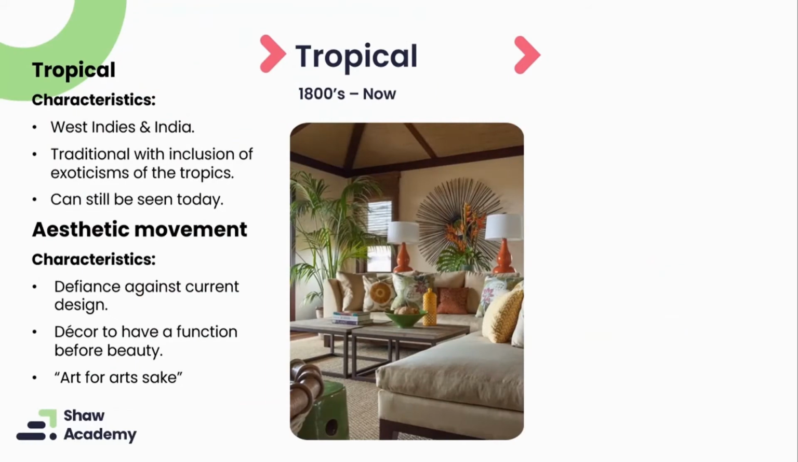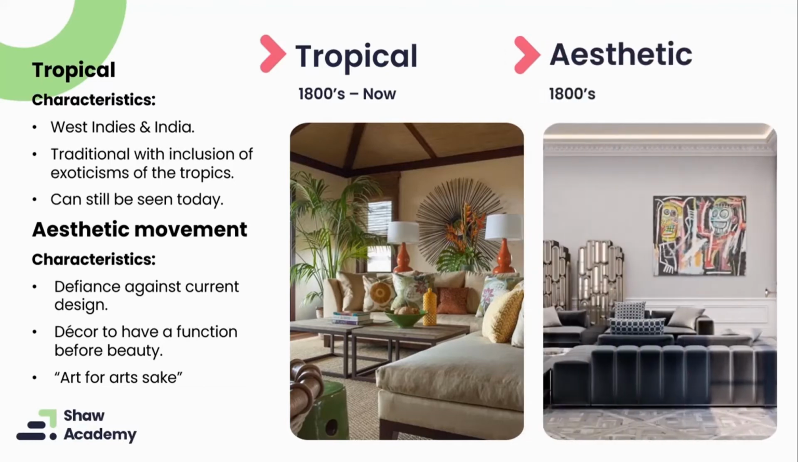We now move across to the tropical and aesthetic periods. The tropical period is a really exciting period as we start to see the inclusion of tropical pieces from the West Indies and India in the homes of the British. This was largely due to the fact that the British Empire was growing in these countries during the 1800s, and because of this, the exposure to trends and architectures of India and the West Indies was huge.